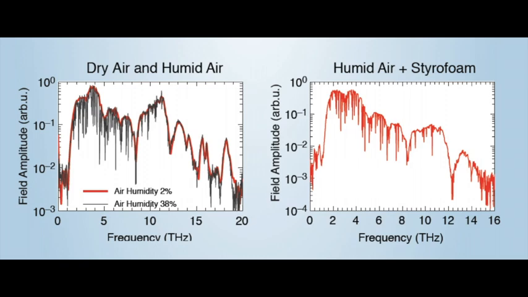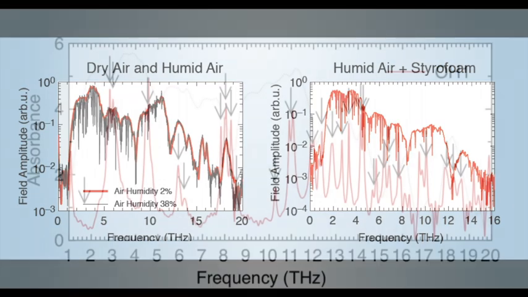In our first example, you see the comparison between dry and humid atmosphere. The absorption lines of water are clearly resolved. The best resolution for the absorption lines can be as low as 10 GHz or 0.3 inverse centimeters.